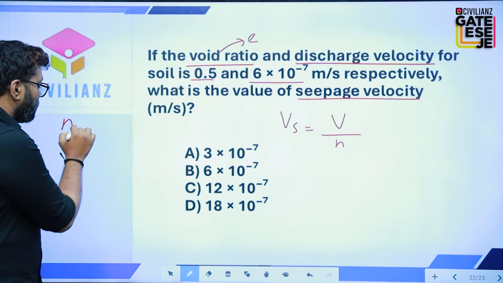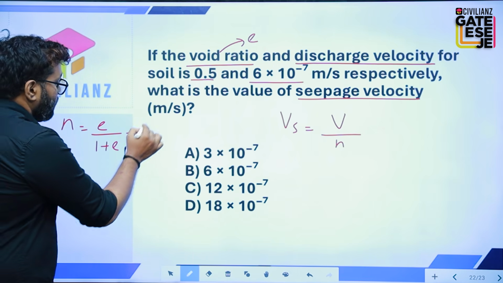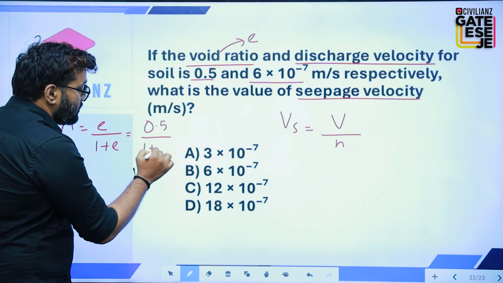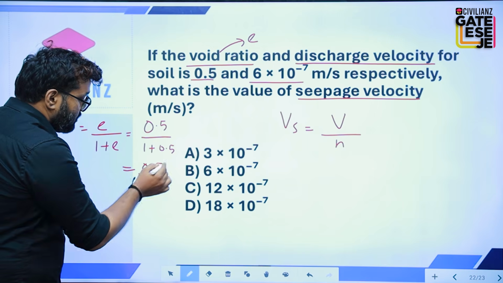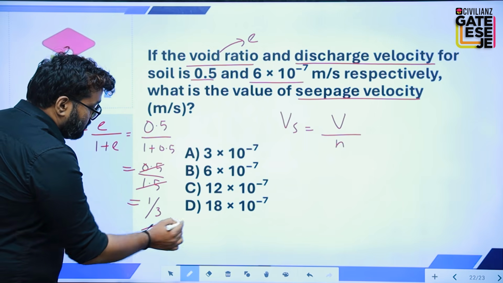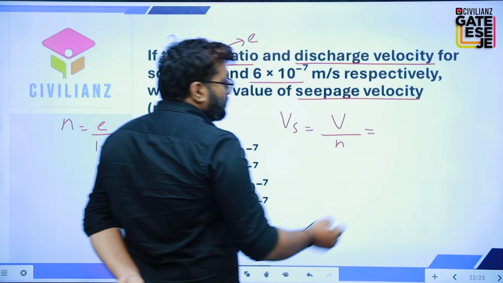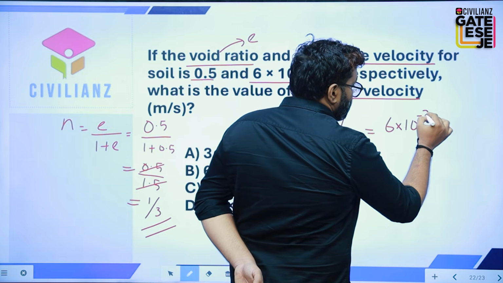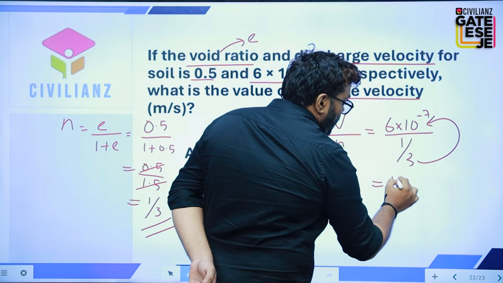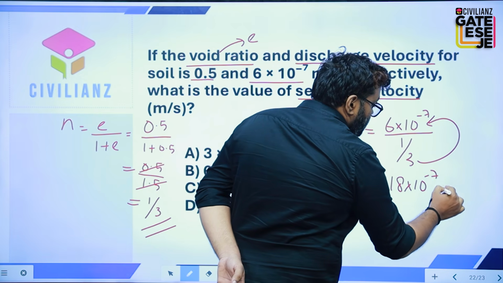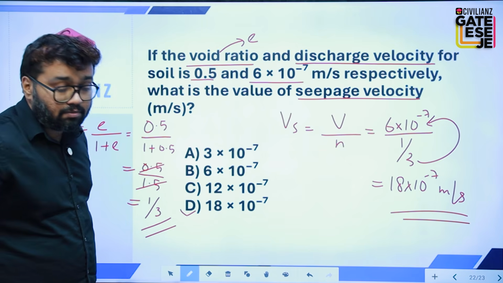So we know that N is equal to E by 1 plus E. The value of E is 0.5, so 0.5 divided by 1 plus 0.5 is equal to 0.5 divided by 1.5. We can cancel this and it will be 1 by 3. So V is equal to 6 into 10 raised to minus 7 divided by N value, which is 1 by 3, and the 3 goes above. It is equal to 18 into 10 raised to minus 7 meter per second, and the answer is option D.